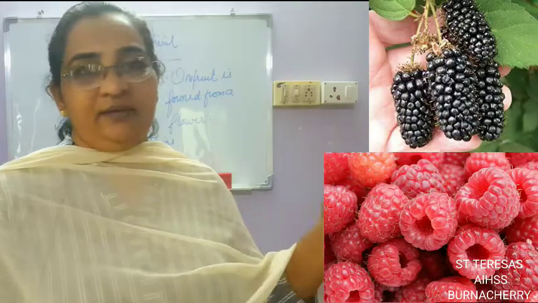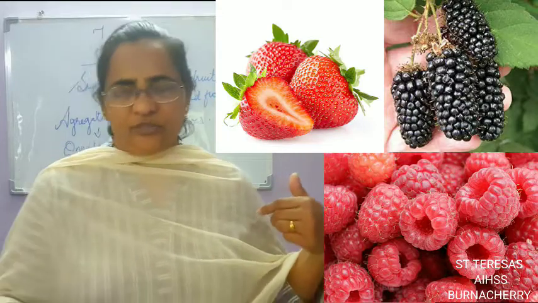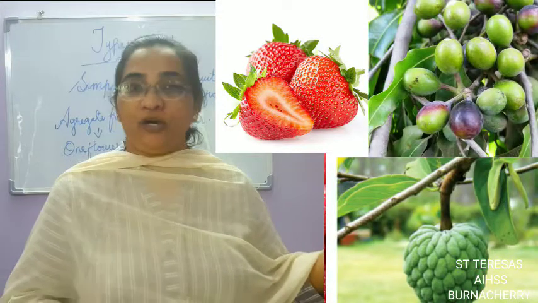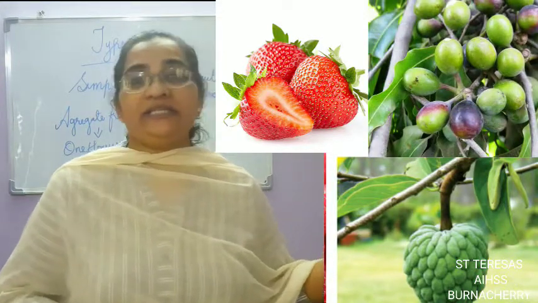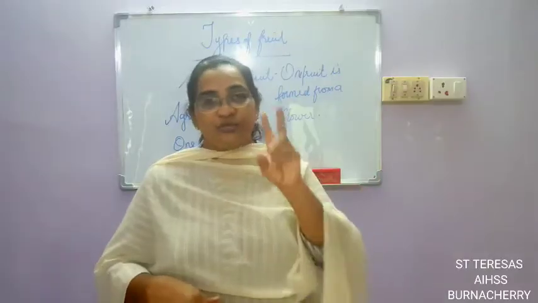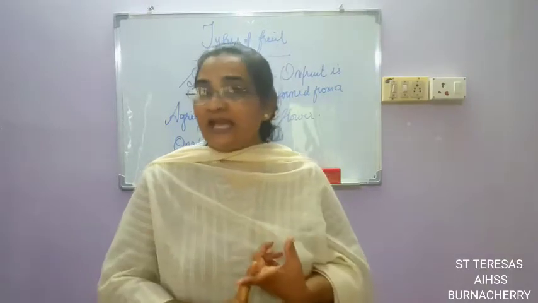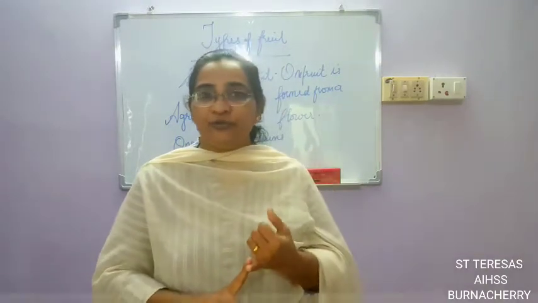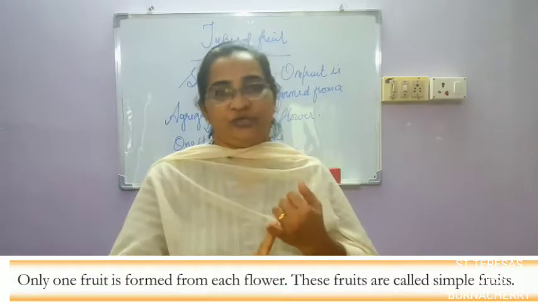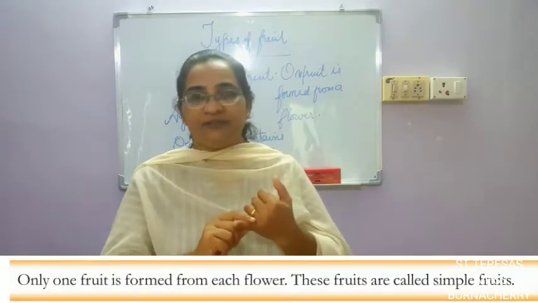You can see the pictures here. Blackberry, raspberry, strawberry, custard apple, polyalthia. In the textbook, you can see polyalthia. Then all these are examples for aggregate fruits. So today we learned two types of fruits. One is a simple fruit, one is an aggregate fruit. So what is a simple fruit? When one flower gives you one fruit. It is very easy to remember. The teacher is giving you a simple definition.